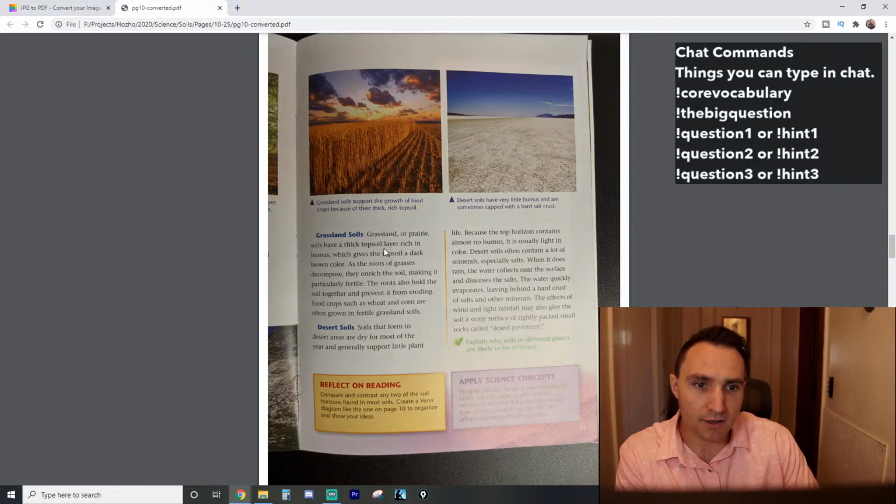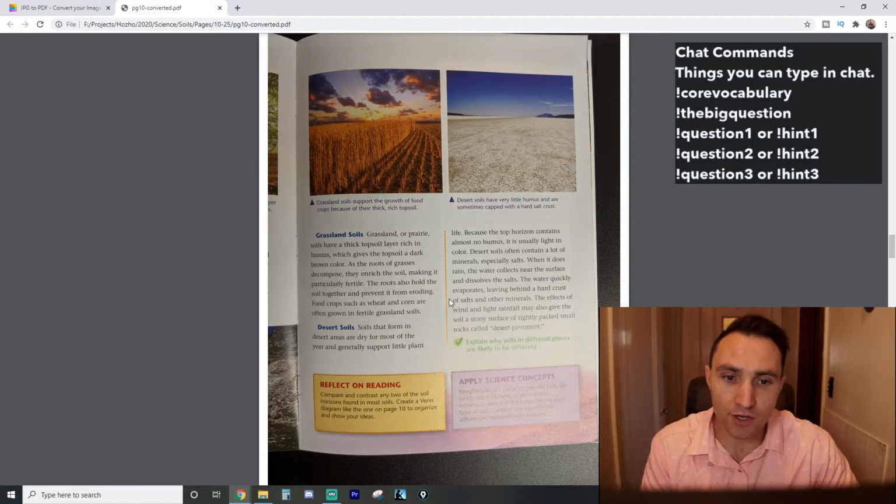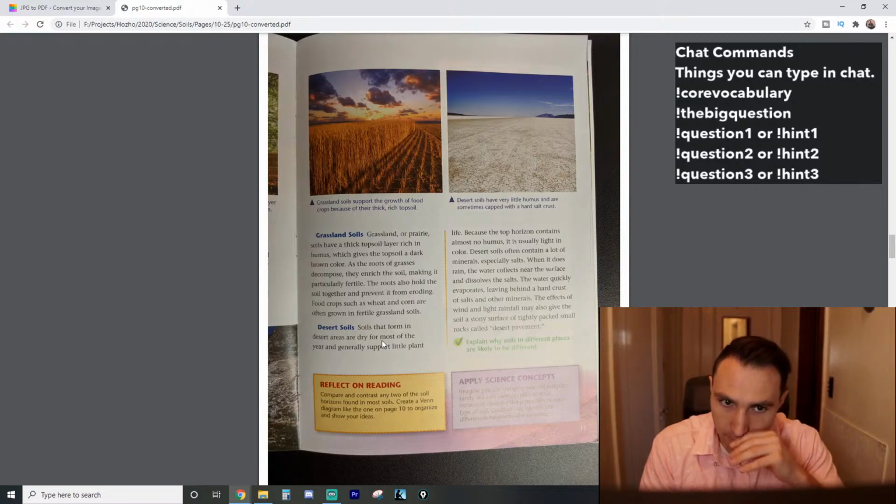So grassland or prairie soils have a thick topsoil layer, rich in humus, which gives the topsoil a dark brown color. As the roots of grasses decompose, they enrich the soil, making it particularly fertile. The roots also hold the soil together and prevent it from eroding. Food crops such as wheat and corn are often grown in fertile grassland soils.